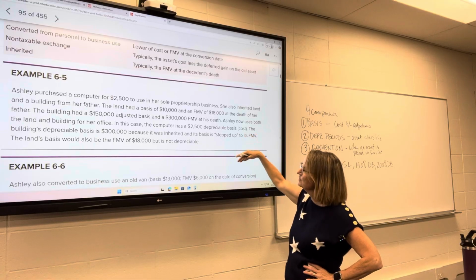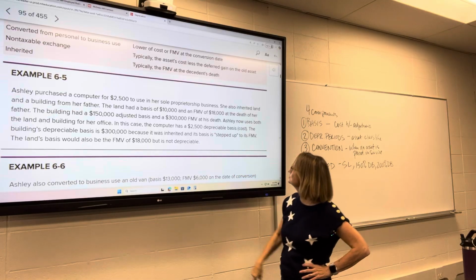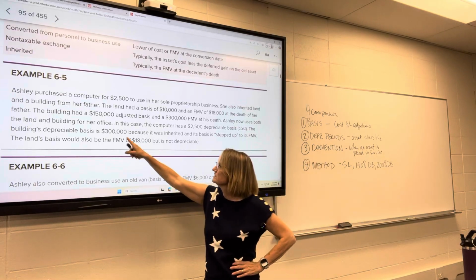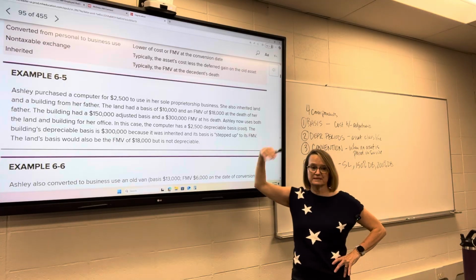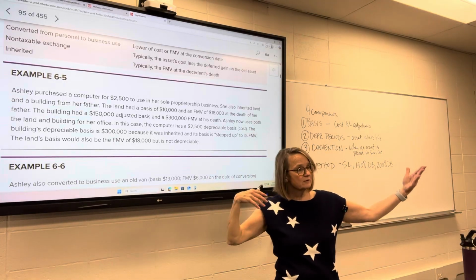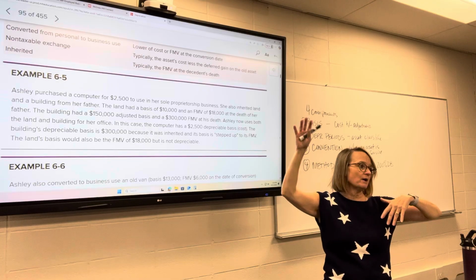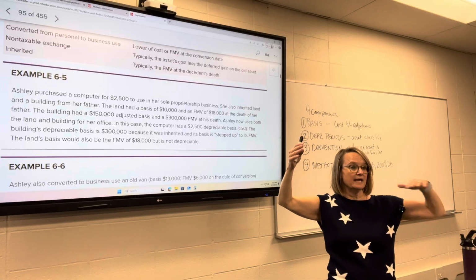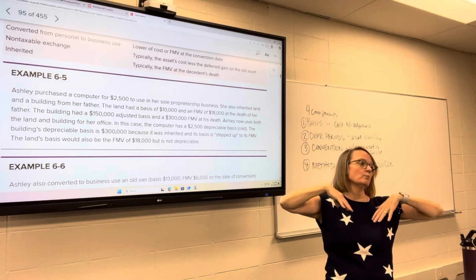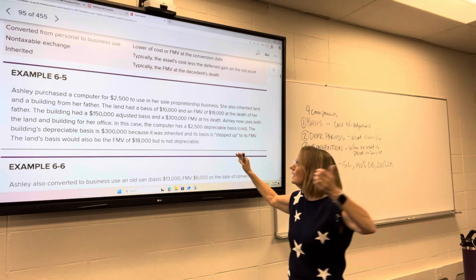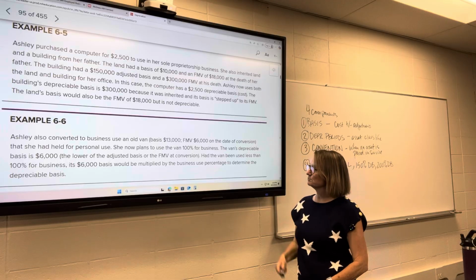She uses all of them in her business as an office. In this case, the computer has a $2,500 depreciable basis. The building's depreciable basis is $300,000 because it was inherited. We call that a stepped up basis. It's one of the benefits of inheriting property, you get to step up that basis. So essentially, the gain that Dad would have recognized if he had sold it just disappears. Nobody ever has to pay tax on it. And then the basis of the land would be $18,000, sorry, but it's not depreciable.